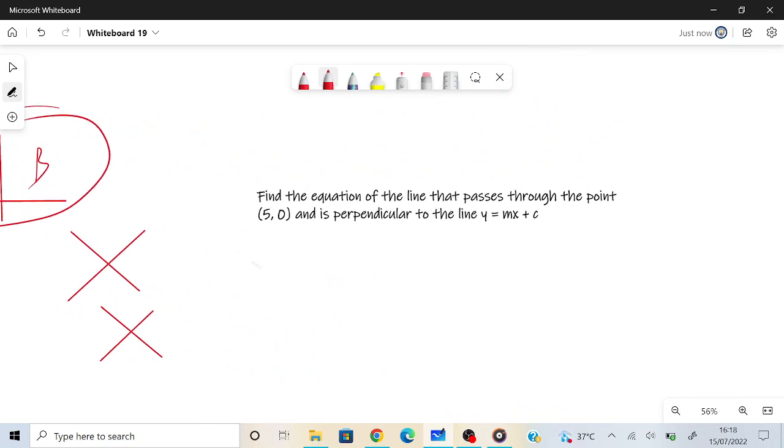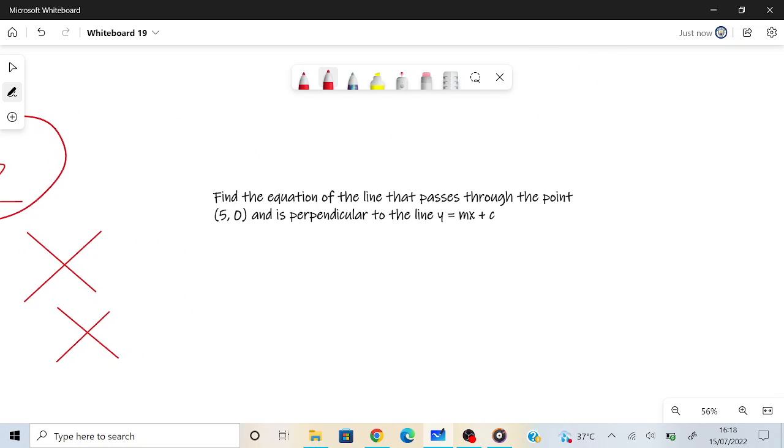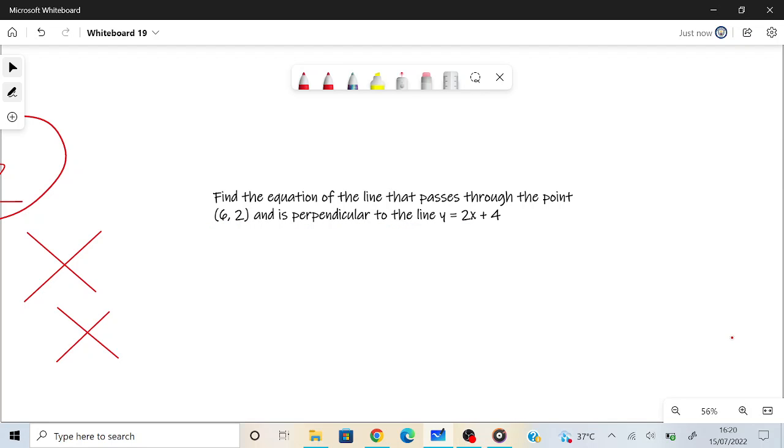On to the next example. Right, this one says find the equation of the line that passes through the point 5, 0 and is perpendicular to the line y equals mx plus c. Okay, so sorry guys, that was a wrong question, wrongly copied and pasted by me, so apologies. This is the redeemed question. Okay, it says find the equation of the line that passes through the point 6, 2, okay, good to know, and is perpendicular to the line y equals 2x plus 4.